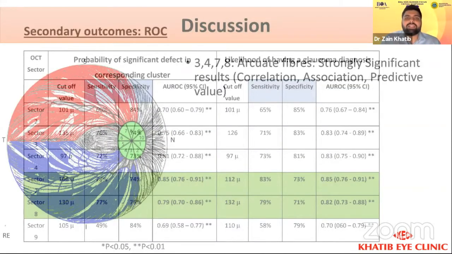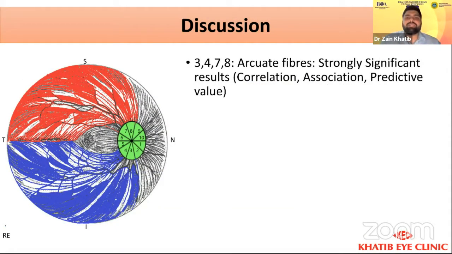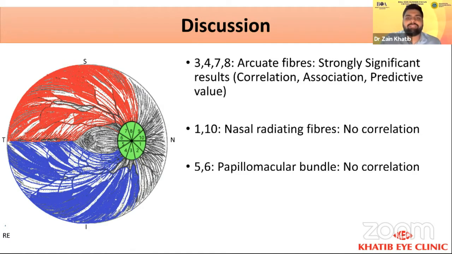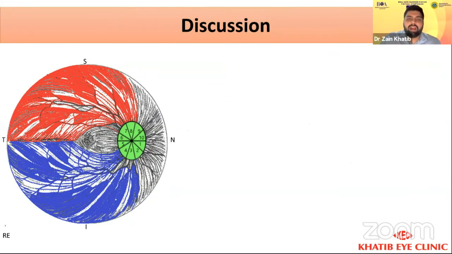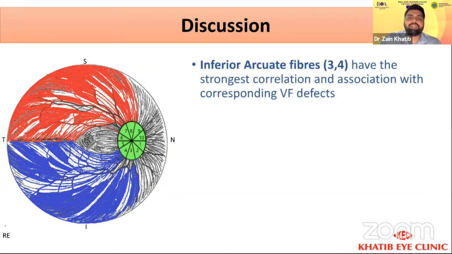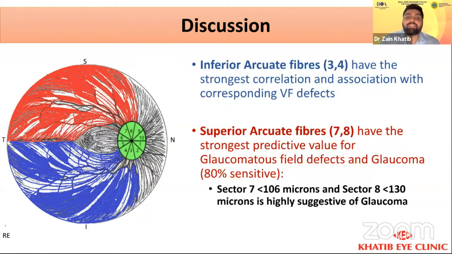So basically, sectors 3, 4, 7, 8 constitute arcuate fibers. They showed strongly significant results in our studies in terms of correlation, association, and predictive value. The 1 and 10 sectors are nasal radiating fibers. They showed no correlation. While 5 and 6 constitute the papillomacular bundle, they also showed no significant correlation. Out of these 3, 4, 7, 8, the 3 and 4 are the inferior arcuate fibers. They had the strongest correlation and association with corresponding visual field defects, while the superior arcuate fibers, 7 and 8, had the strongest predictive value for glaucoma. So a sector 7 less than 106 microns and sector 8 less than 130 microns was highly suggestive of glaucoma.